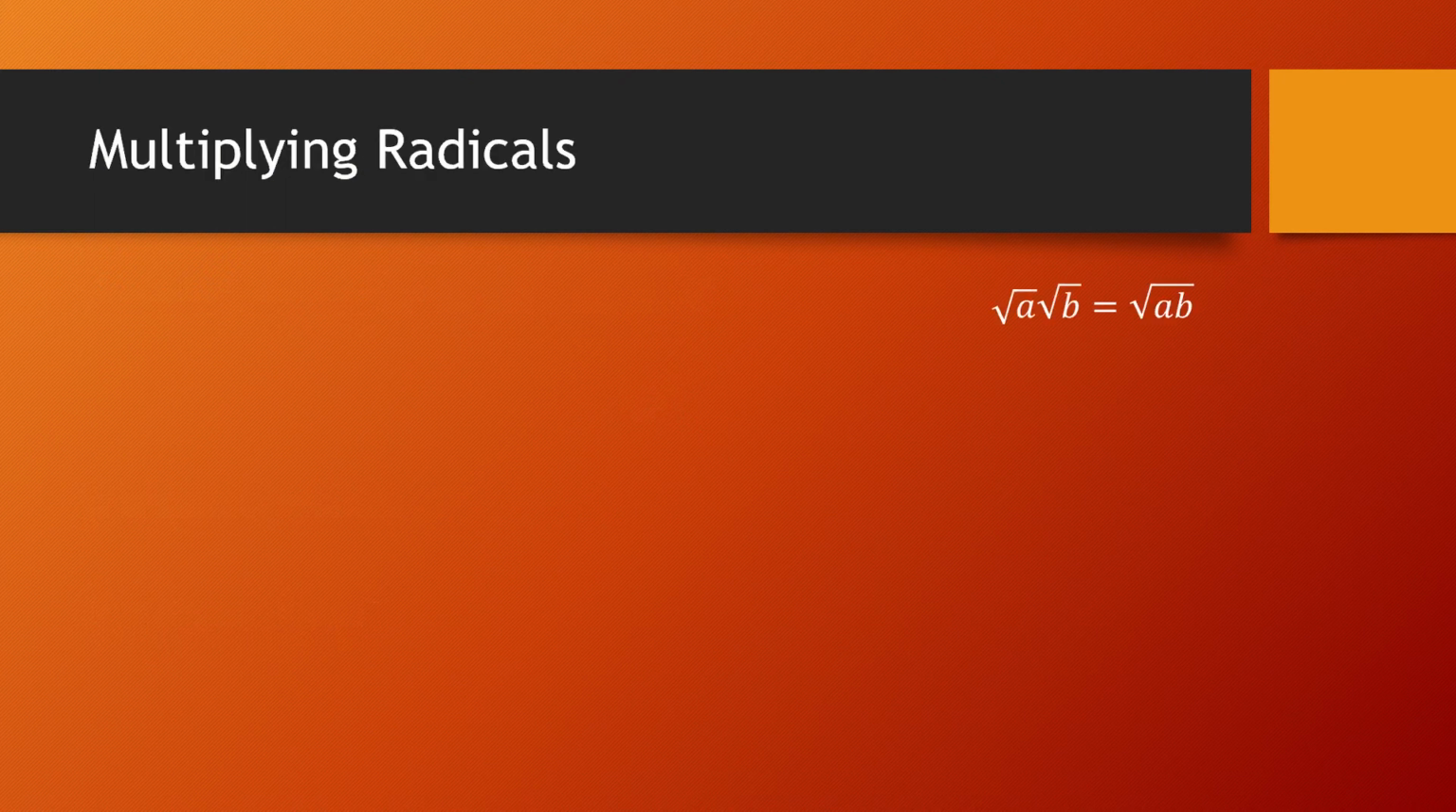So if you have two radicals, the square root of a times the square root of b, without any coefficients written, then in order to multiply them, all you have to do is just take the square root of a times b. So as an example here, let's say you have the square root of 6 times the square root of 2. So 6 times 2 gives you 12. So this is actually equal to the square root of 12.